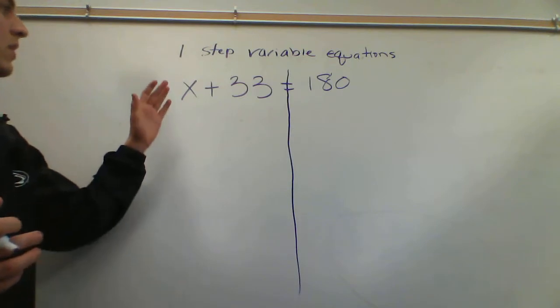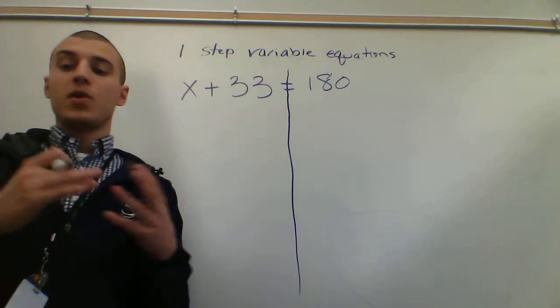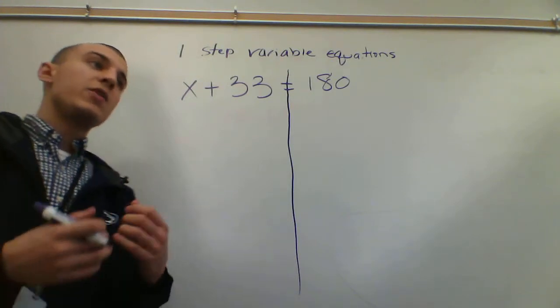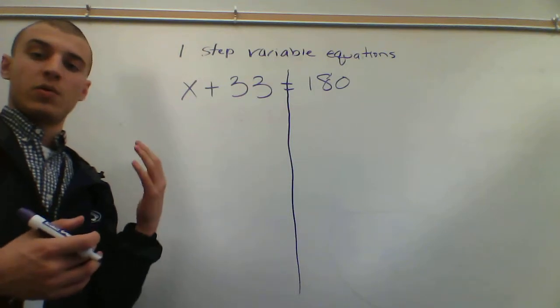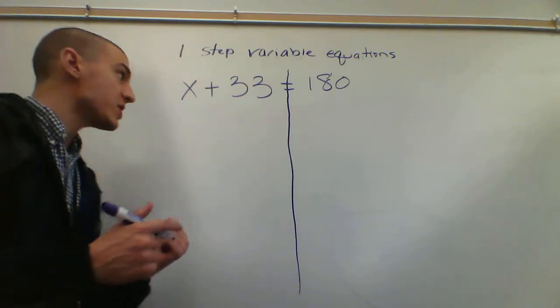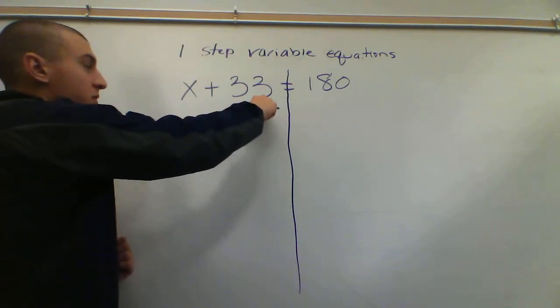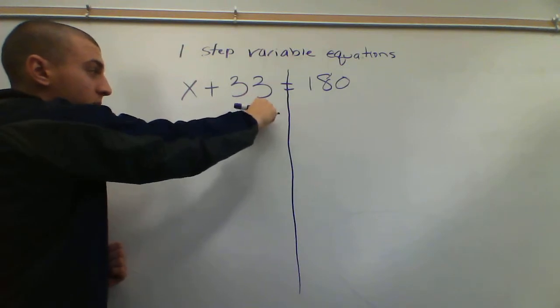Now, what we are trying to do in every single equation we do, in the one-step, two-step, multi-step, variables on both sides, is get it so that this x, our variable, is alone. So there's nothing near it. For this first equation, we have to get rid of this 33, because we want this x alone.